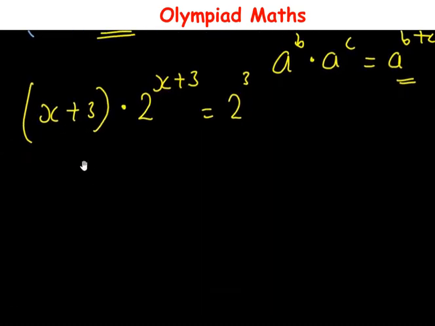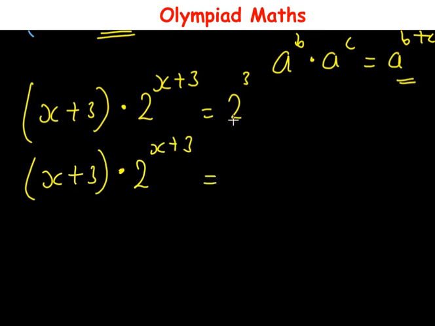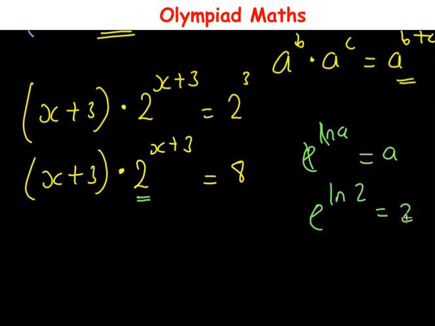Now we have x plus 3 multiplied by 2 raised to power x plus 3 is equal to 2 raised to power 3, which is 8. At this junction, we are going to work on this 2. We can replace it with a particular function. If you have e raised to power ln a, this is equal to a, because if we cancel ln, a stands alone. Same thing, if you have e raised to power ln 2, this can be written as 2, because if we cancel ln, you have 2. So in place of 2, we can introduce e raised to power ln 2.